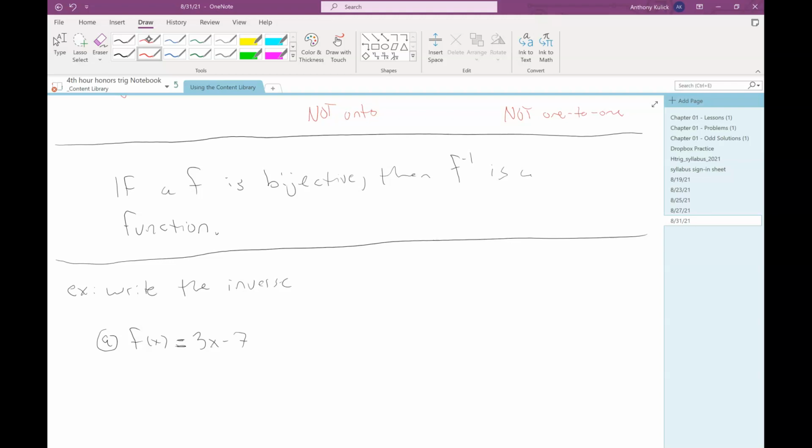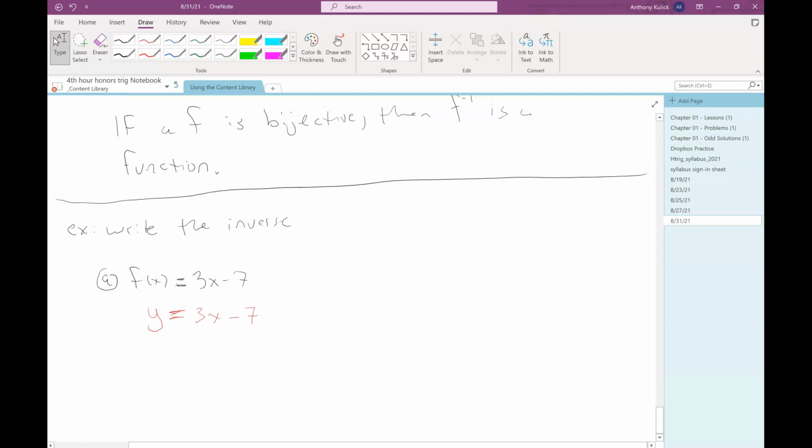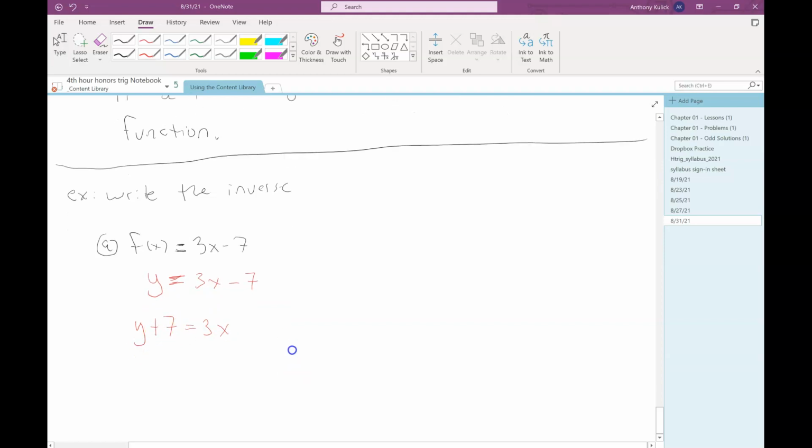So if I have the function f of x equals 3x minus 7, and I want to find the inverse for this function, I'm going to start by replacing the f of x, or the function notation, with just y equals. And then what I'm going to do is get the x variable by itself. So in this case, I'm going to add 7 to both sides, and then divide by 3.